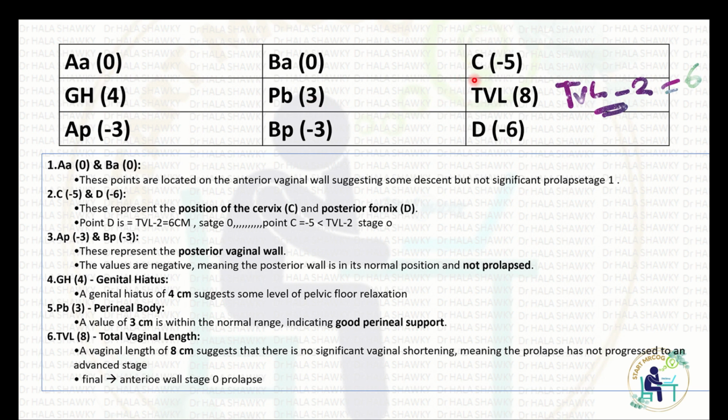Points C and D are above the total vaginal length -2, at -6, and it means normal position of the cervix and the fornix, with no uterine prolapse and no apical compartment prolapse. Total vaginal length here is 8, which is considered normal, and the final diagnosis will be anterior wall stage 2 prolapse.